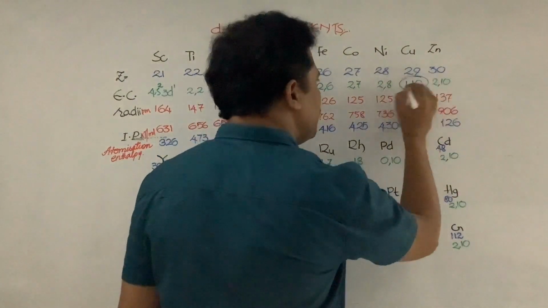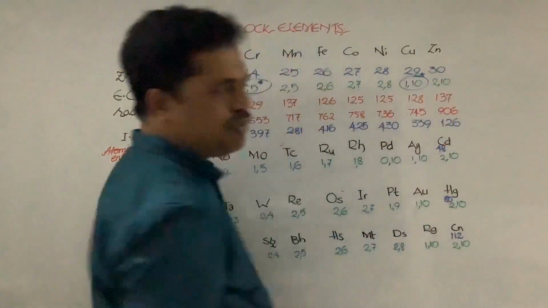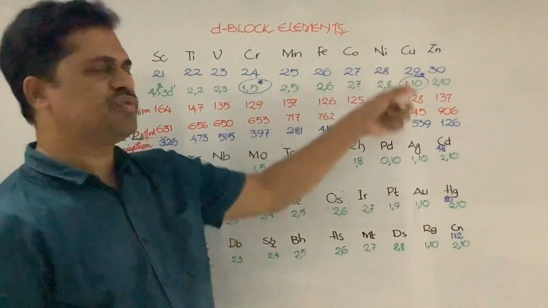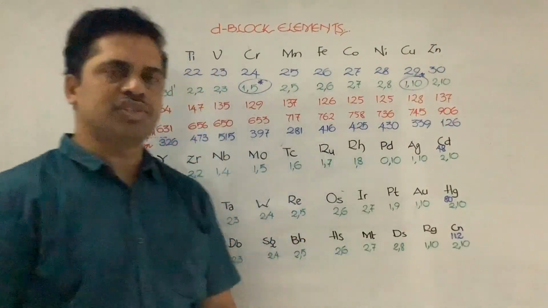It is again special. We know about all these in the atomic structure lesson only. We generally discuss this. So 4s1 3d10. Now copper 4s1 3d10, very special. Zinc is 4s2 3d10.